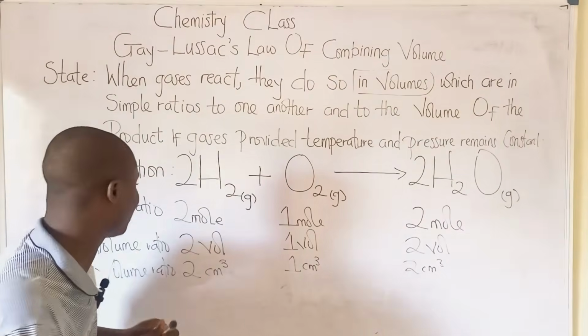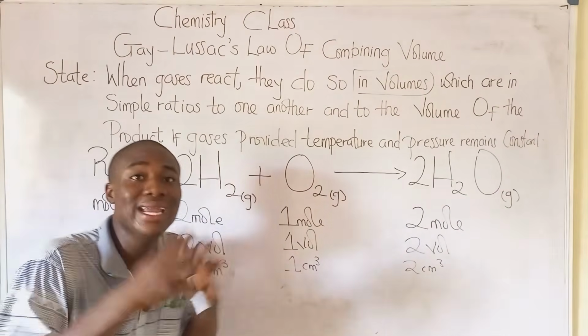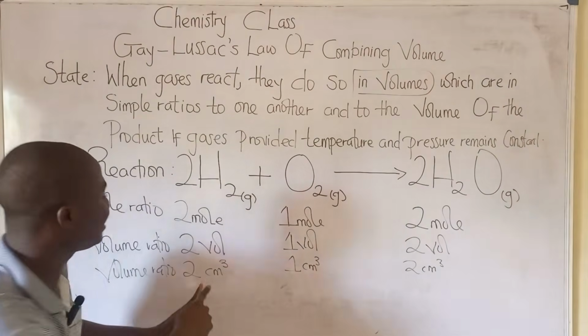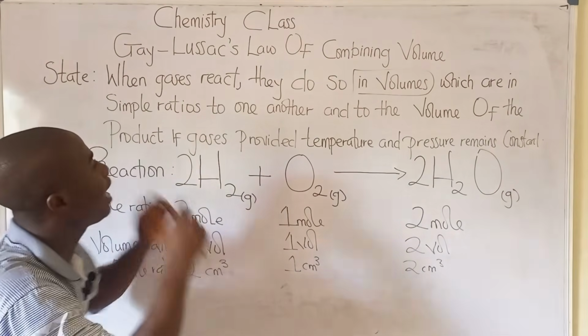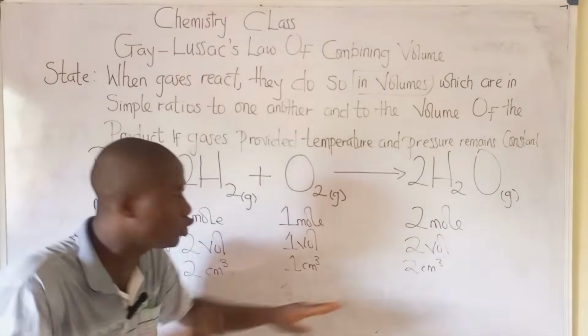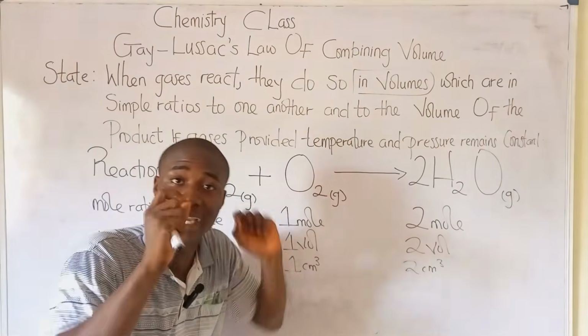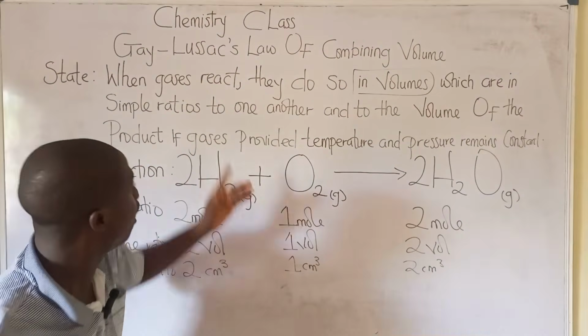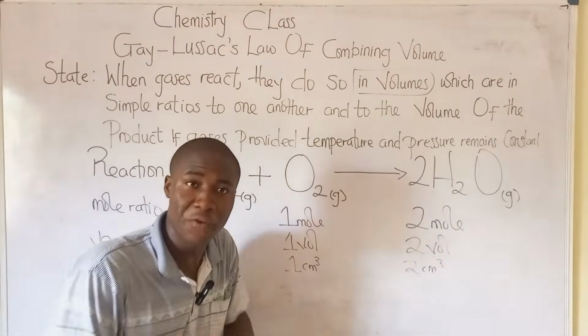That's what Lussac is trying to say. He's trying to say that when gases react, they must react in volumes which are in simple ratios to one another and to the volume of the product. This product is still going to be in terms of volume, if gaseous, provided temperature and pressure remain constant.